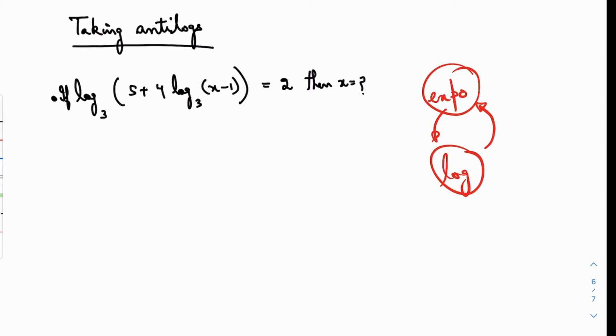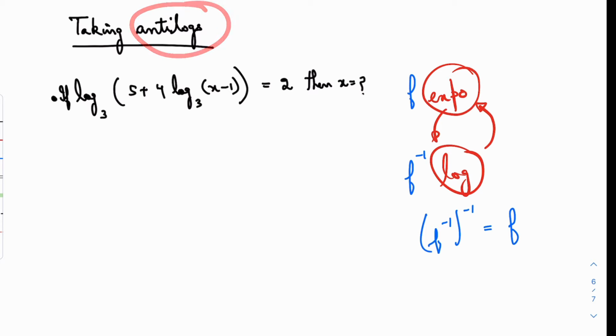Because if this is function f, then the corresponding logarithm is function f inverse. And if we want to talk about inverse of f inverse, that is just the parent function f. So this antilog function is nothing but exponential functions. But when I'm saying taking antilogs, I'm talking about the procedure that needs to be applied when we want to remove log per se. So we'll see that in this problem.